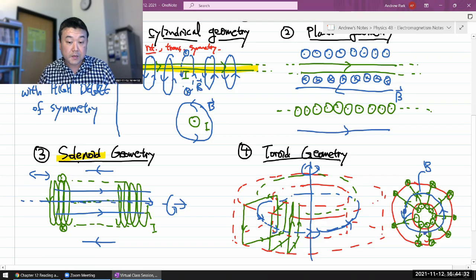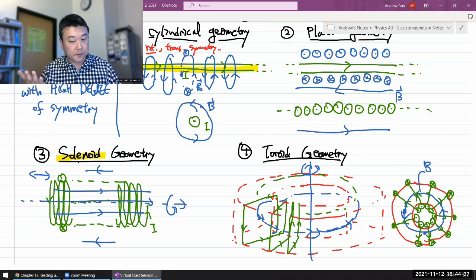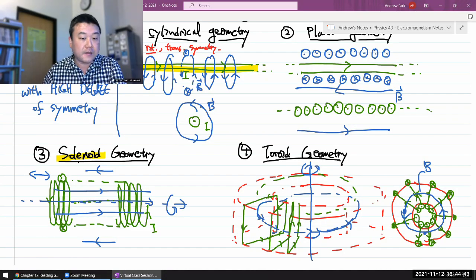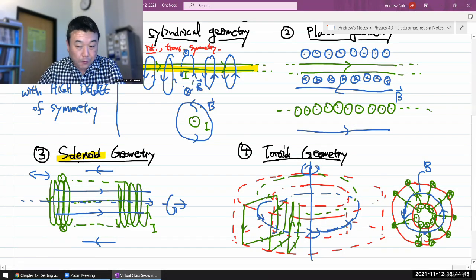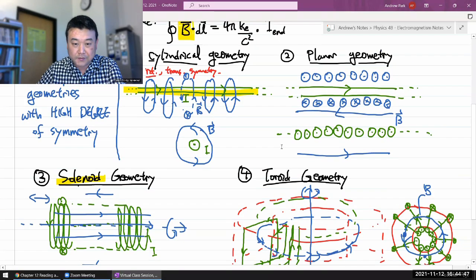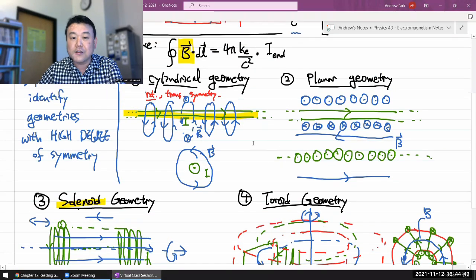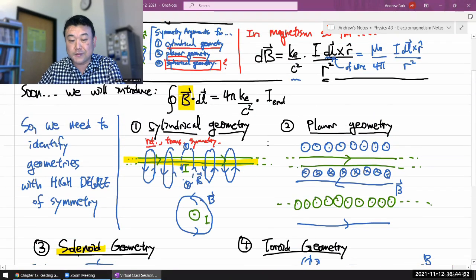So this is the fourth geometry in which Ampere's law can be applied, or more specifically, Ampere's law can be used to calculate the magnetic field. So there's actually one more geometry in the application of Ampere's law than there was for Gauss's law.